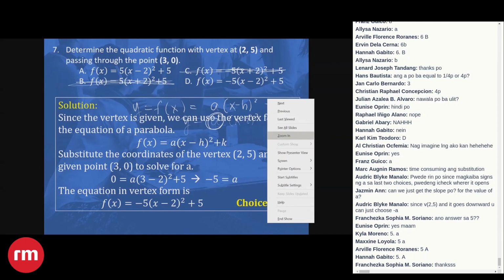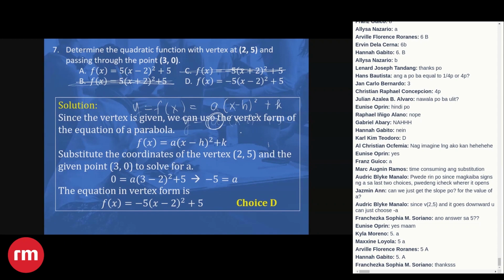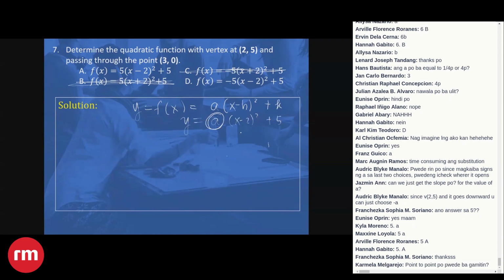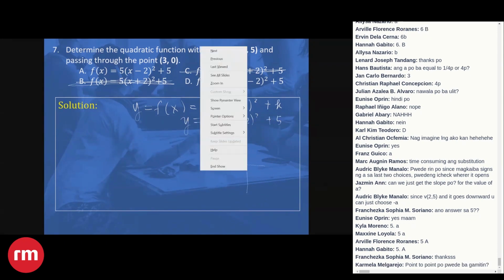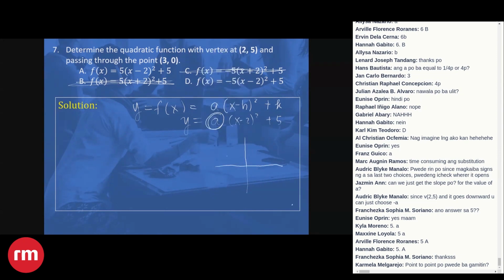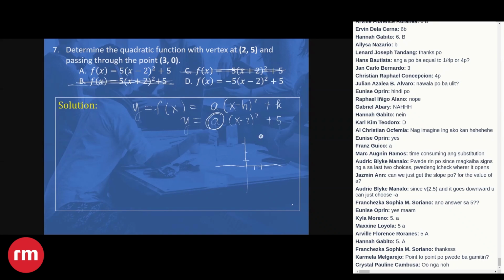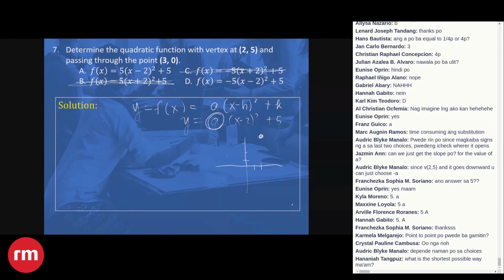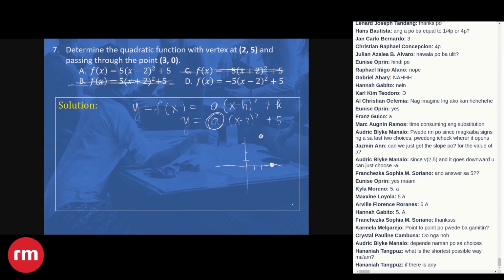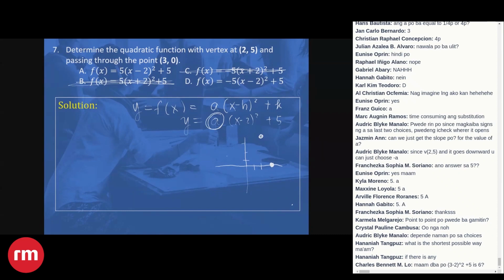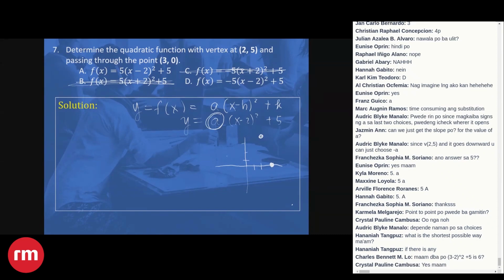Okay, let's see. You have here from Audric, let's look at his suggestion. Maybe that can help. If you try to graph, the vertex is at 2, 5. So let's see. And the other point is at 3, 0. Where's 3, 0? Here. Oh yeah, since we are dealing with functions, it's impossible that the parabola is opening upward. Yeah, that's correct. So you can choose a to be negative. That's smart. Thank you, Audric.